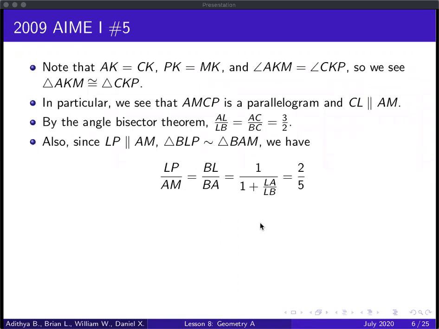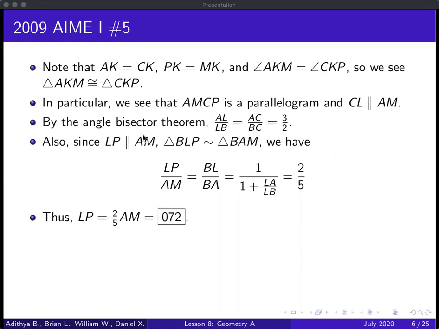Because we already knew BL to LA, and so this is just BL to BA, but BA is BL plus LA. So that's how you would find the ratio of the triangles, and then from here it's just multiplication, I guess, because you already know AM. So LP is just 2/5 of AM. So that would be how you would get your answer of 72.